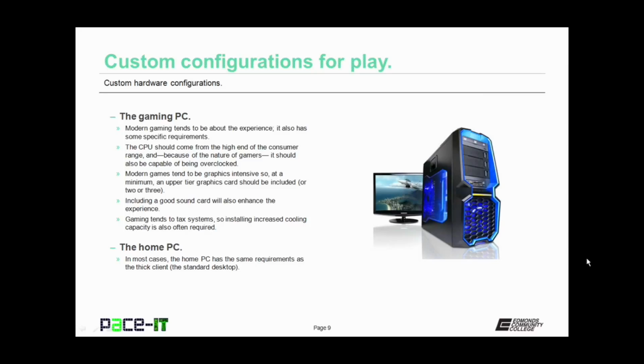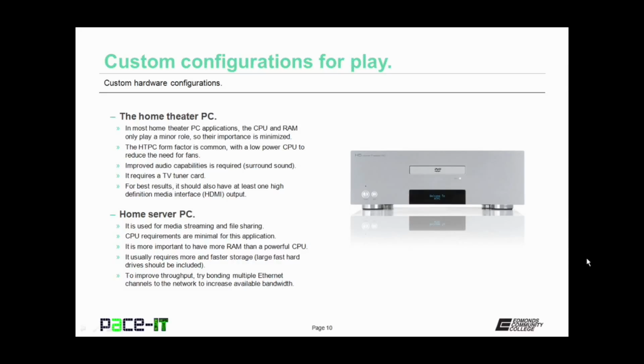So how about the standard home PC? Well, in most cases, the home PC has the same requirements as the thick client from the work configuration. Now let's talk about the home theater PC. In most home theater PC applications, the CPU and RAM only play a minor role, so their importance is minimized. This allows you to use a smaller form factor like an HTPC or an ITX-based system, which allows you to use a low-powered CPU, and you might not even need to install fans, which is often a requirement of the home theater PC.